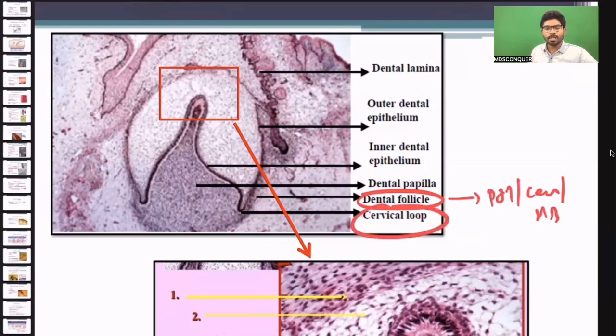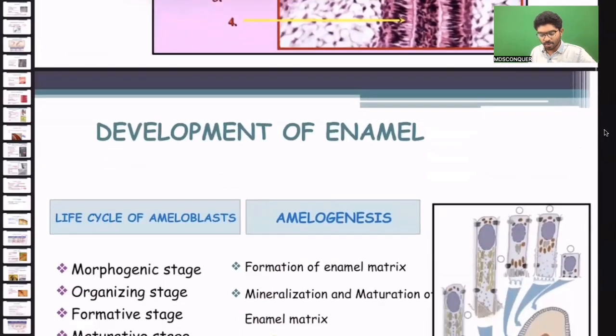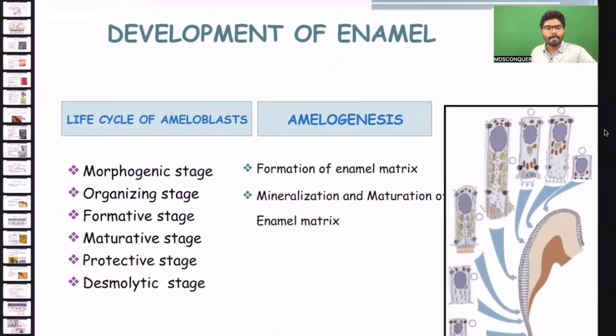And the cervical loop is the position at which you're going to have your HERS, Hertwig's epithelial root sheath, which is going to contain only two layers, that is outer enamel epithelium and inner enamel epithelium, whereas the stellate reticulum and stratum intermedium are absent in the case of your cervical loop, which gives rise to the formation of HERS, that is your root, and the shape, size, and number of roots. Guys, clear?